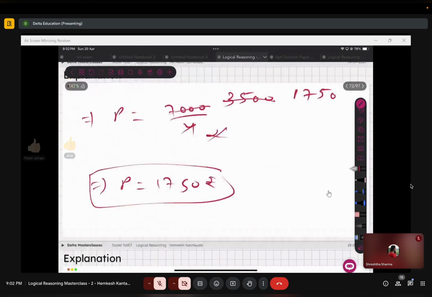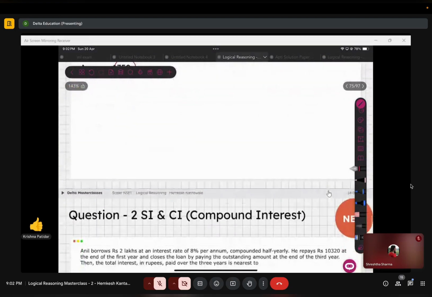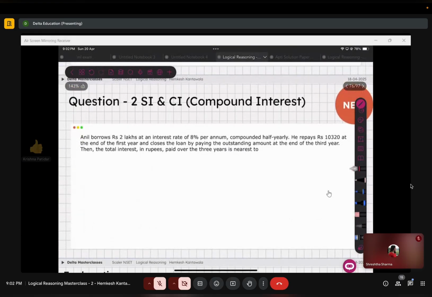Right, so now let's do the next question. Let's see if you can solve this. Take 5 minutes again, it is a slightly calculative question. Yes, you can use your calculators. Try to solve this question using the formulas that I told you before.